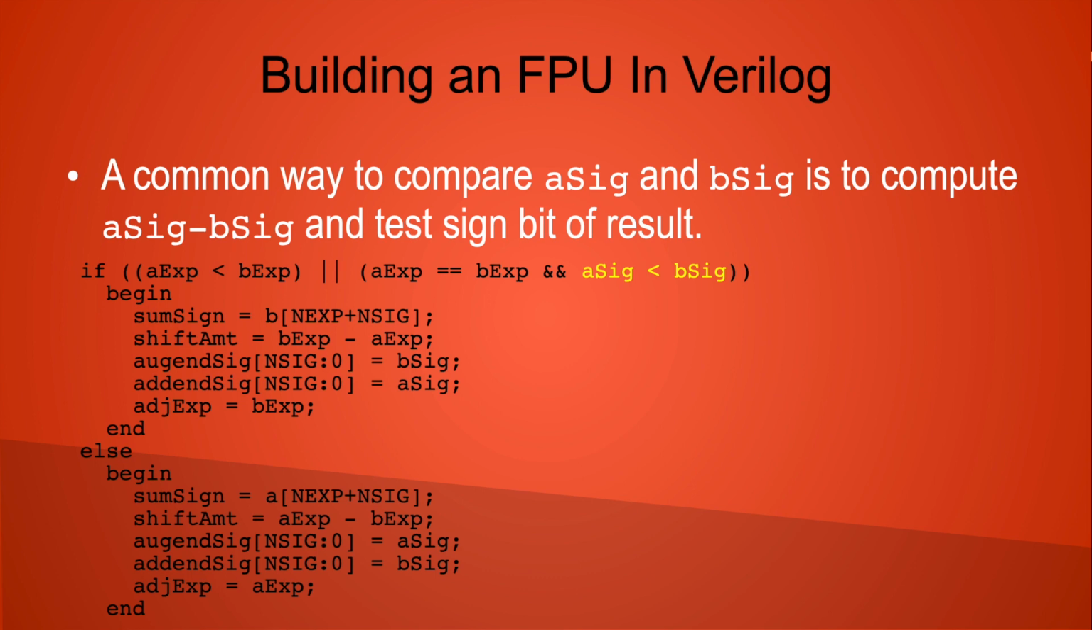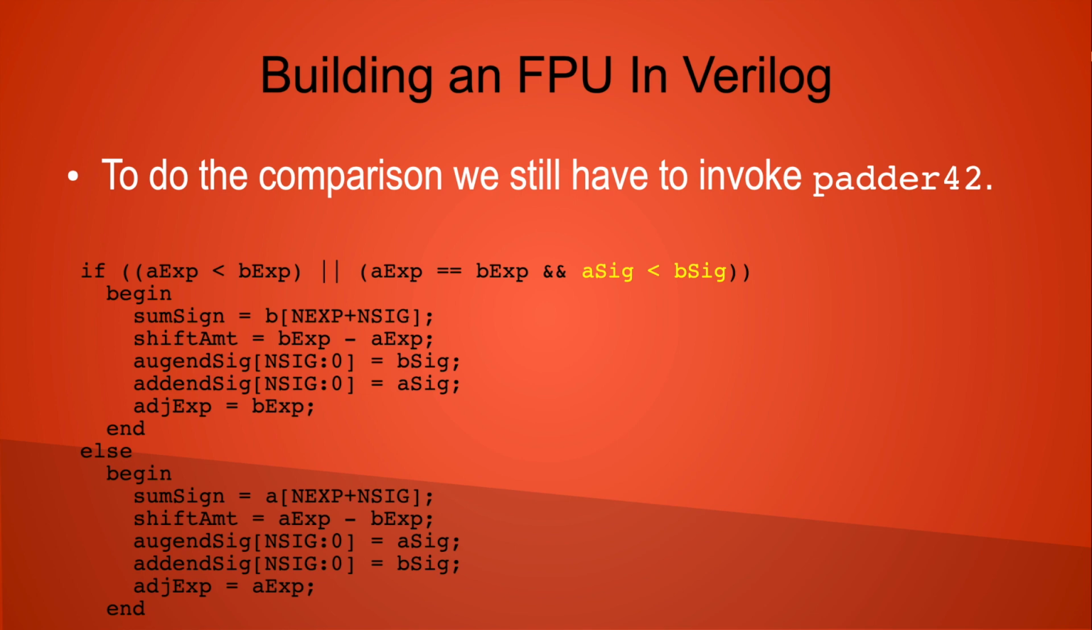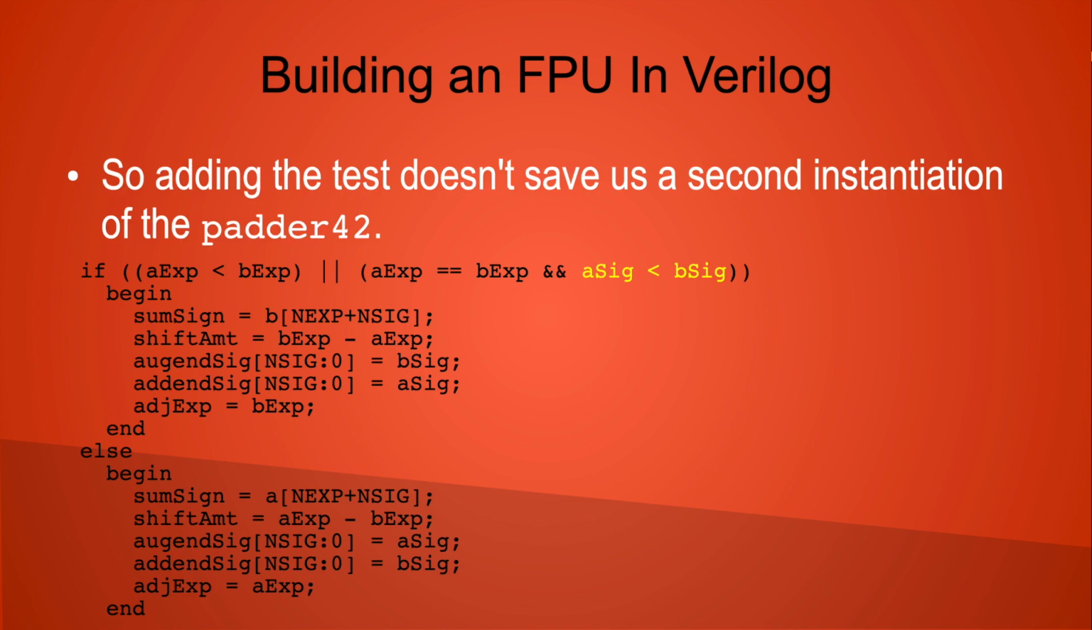I don't know how the Verilog compiler implements this test, but a common way to do this comparison is to subtract A sig minus B sig. Then we can examine the sign bit. If the sign bit is set, then A sig is indeed less than B sig. To do the subtraction, I could instantiate the module paddr42. But the reason for doing this extra test is to avoid having to use paddr42 to take the absolute value of sum sig after subtracting the 2 significands. This doesn't save us any work.